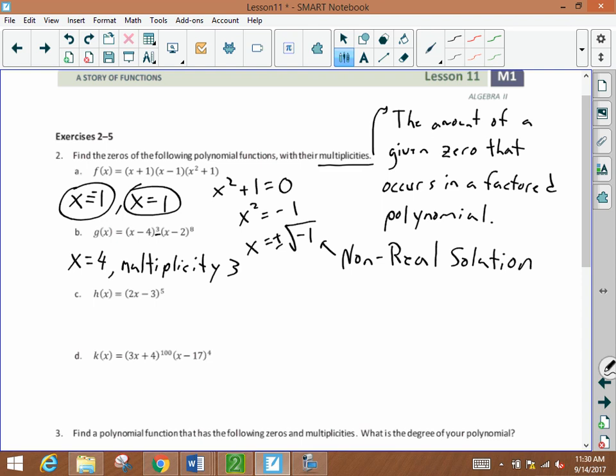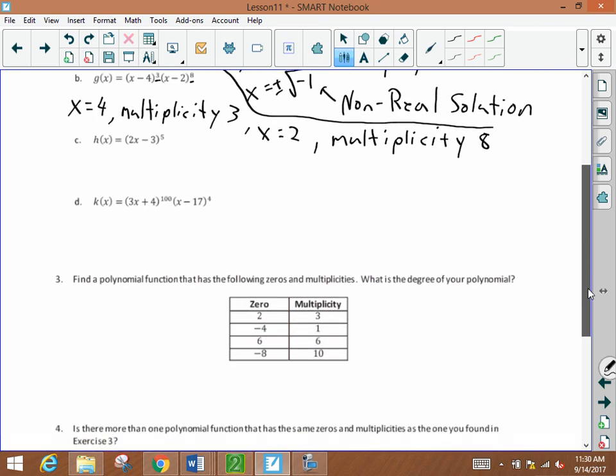Our other solution, which I'm running out of room for, let me make a little partition here so that they don't bleed together too much, is x equals 2, and that has a multiplicity of 8. Here it is right there, 8. It's that simple, not that bad. All right, let's do the next one.